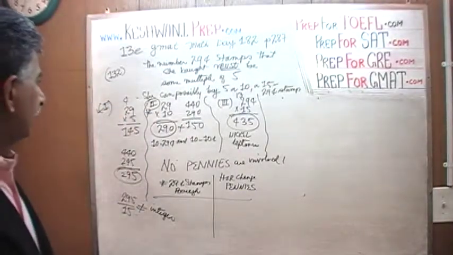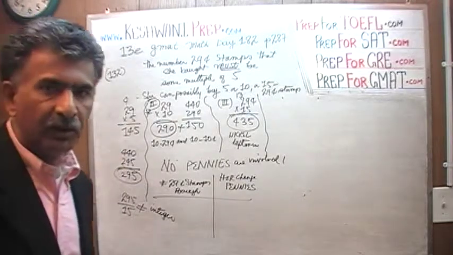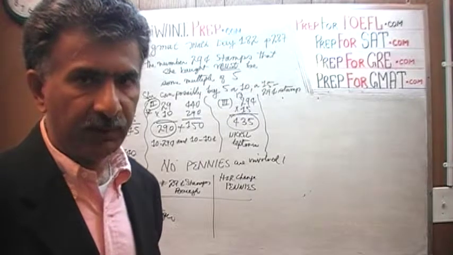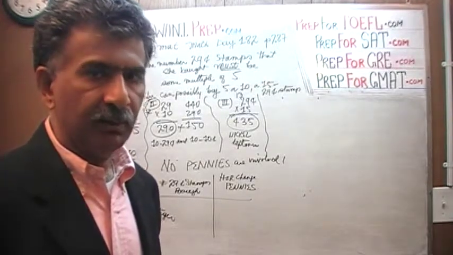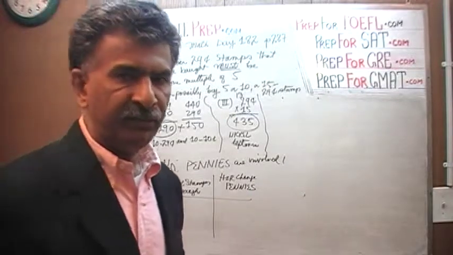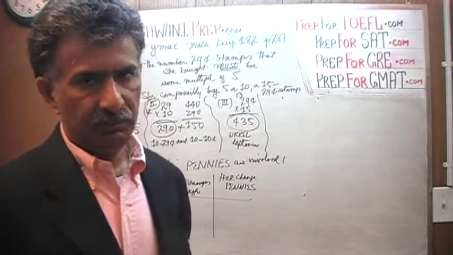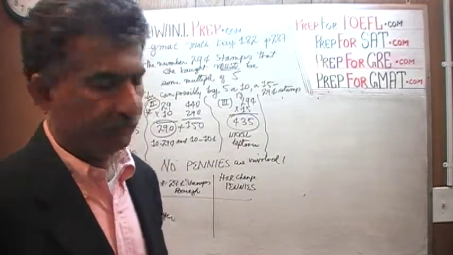When they tell us that she spent a total of $4.40, that was sufficient information for us to gather that she must have bought 10 29-cent stamps and 10 15-cent stamps. That is the only scenario that is physically possible. All the other scenarios are not possible. She's not allowed to have any change left over.